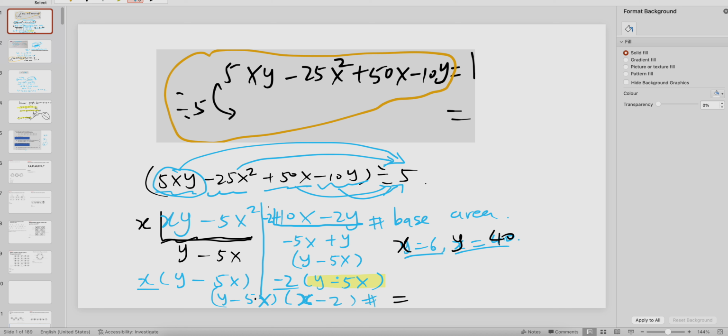So y minus 5x, then this will be x minus 2. So in this way, the first one will be 40 minus 5 times 6. That will give you 40 minus 30, which is 10. Then the second one will be 6 minus 2, which is 4. So the dimension is 10 times 4.